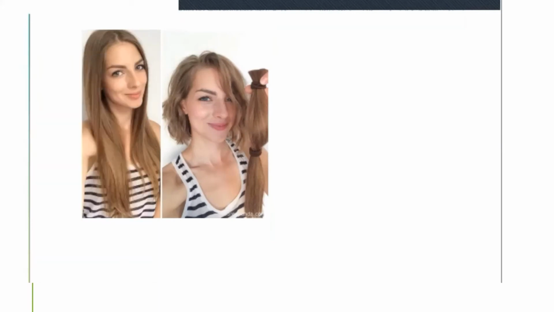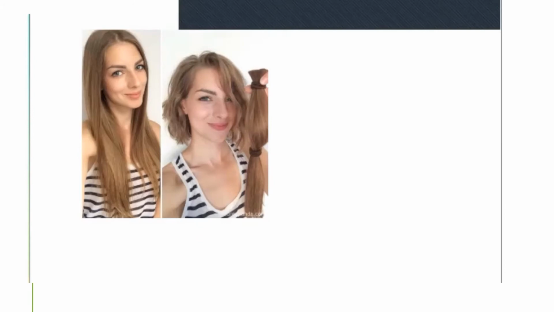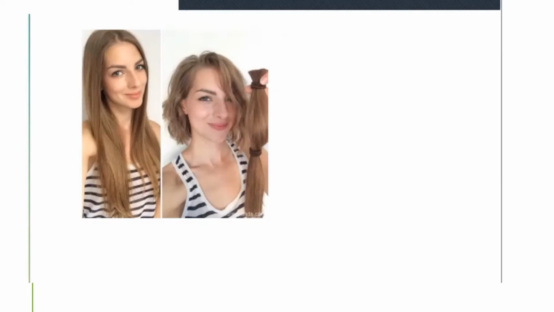So how would you describe the first picture? What would you say about her hair? It's long, brown, and straight. Okay, so she has long, brown, straight hair. How would we say this one for the first one? How would you describe her? Elle long. Take it easy. Elle what? What is long? Elle a les cheveux.